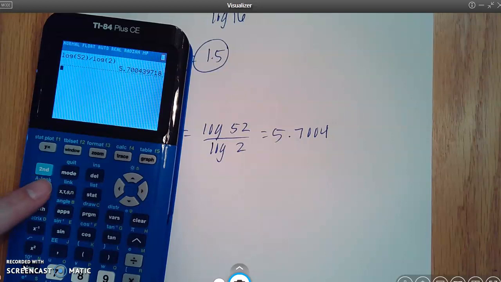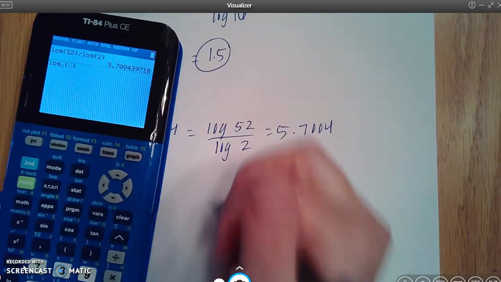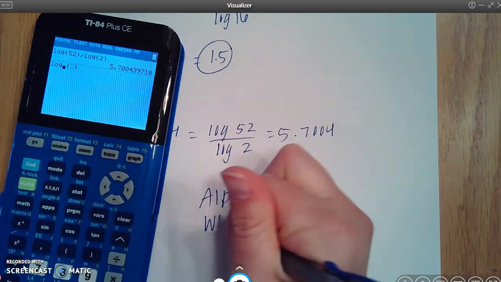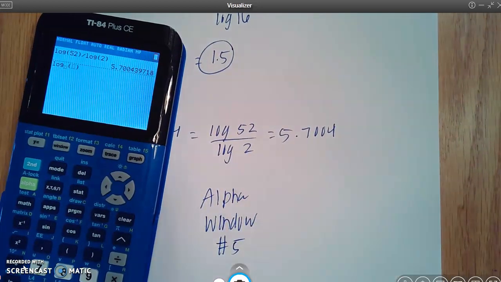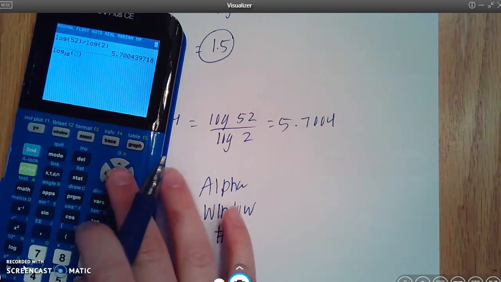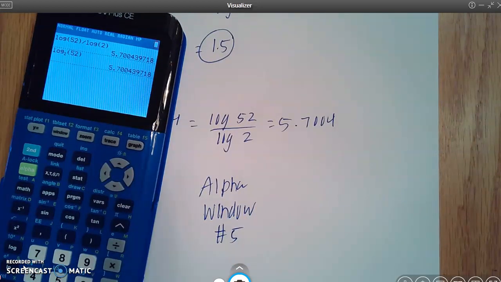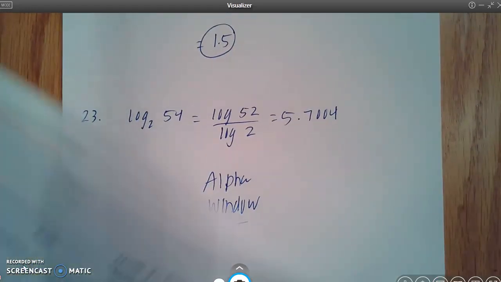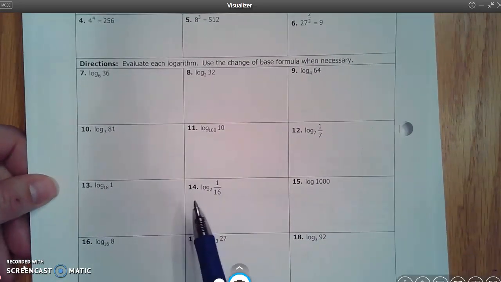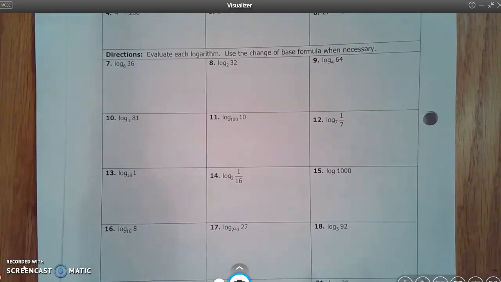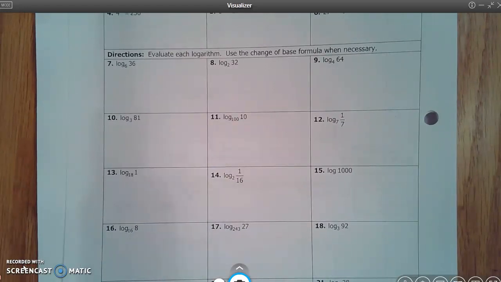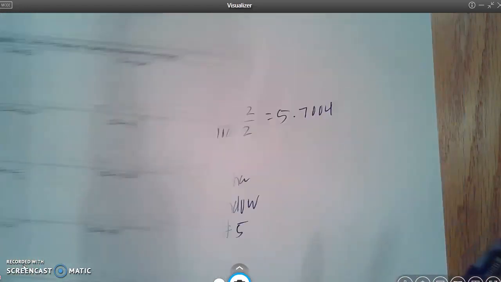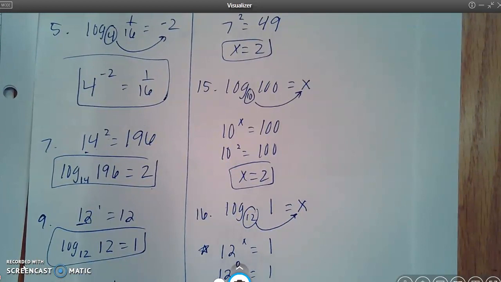Okay, option 2 is you go to alpha window number 5. I guess I can write that down for you. Okay, and then you type in your 2 and your 52 to get the same answer. So if you were to then pull up your homework or flip the page, all it does right here is it tells you to evaluate. I showed you the 2 different methods of doing it. You could plug all of these straight into your calculator if you wanted to, but I do recommend actually going through and doing some of them like we did this way, only because it will help you tremendously in a few more lessons when we get there.